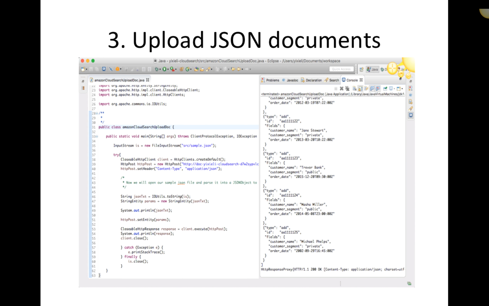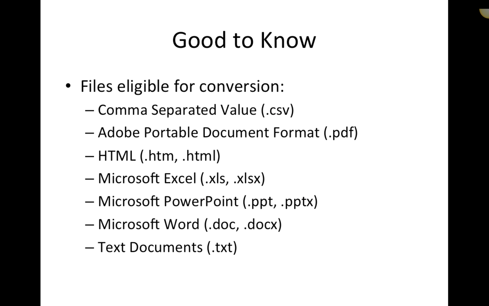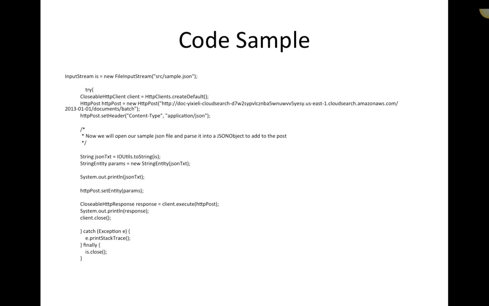Third, but not the least, upload JSON documents. In the console, you have a variety of files you can upload. Over here, we'll show you the basic supported format, which is the JSON document. You can see it on the right here. It's very simple. You specify a type of add or delete. You have to specify the ID and then the fields. There are so many file types supported for upload with CloudSearch, so you can take a look. Code sample here, very easy.